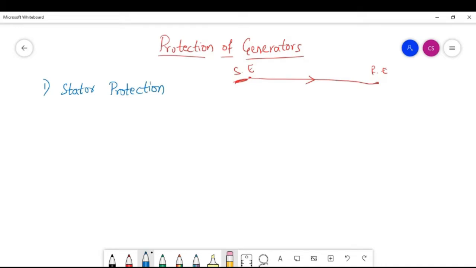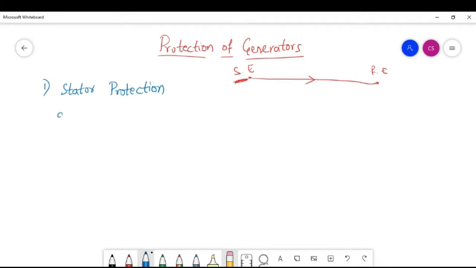So these are the three different protection schemes we need to discuss under stator protection. The first one is protection against stator winding faults. Second one is protection against interturn faults. Third one is protection against stator overheating. These are the three cases or three disturbances that the stator winding of a generator is going to face.